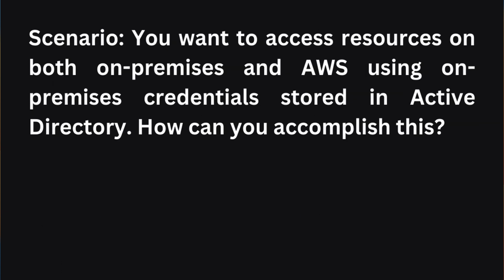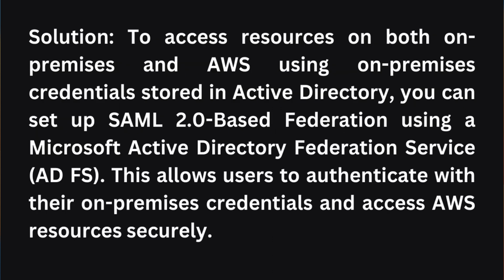Next scenario, you want to access resources on both on-prem and AWS using on-prem credentials stored in Active Directory. How can you achieve this? Basically, you can set up SAML 2.0 based federation using Microsoft Active Directory Federation Services, which is also known as ADFS. So this will allow users to authenticate with their on-prem credentials and access AWS resources securely.